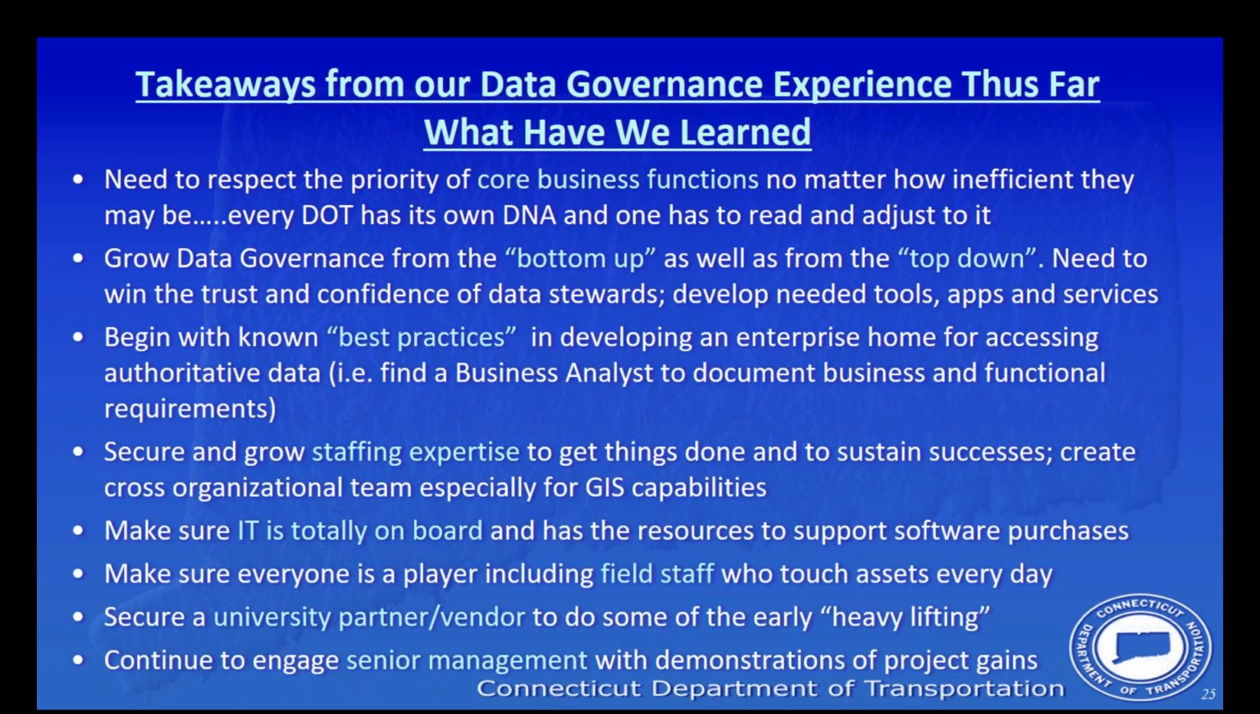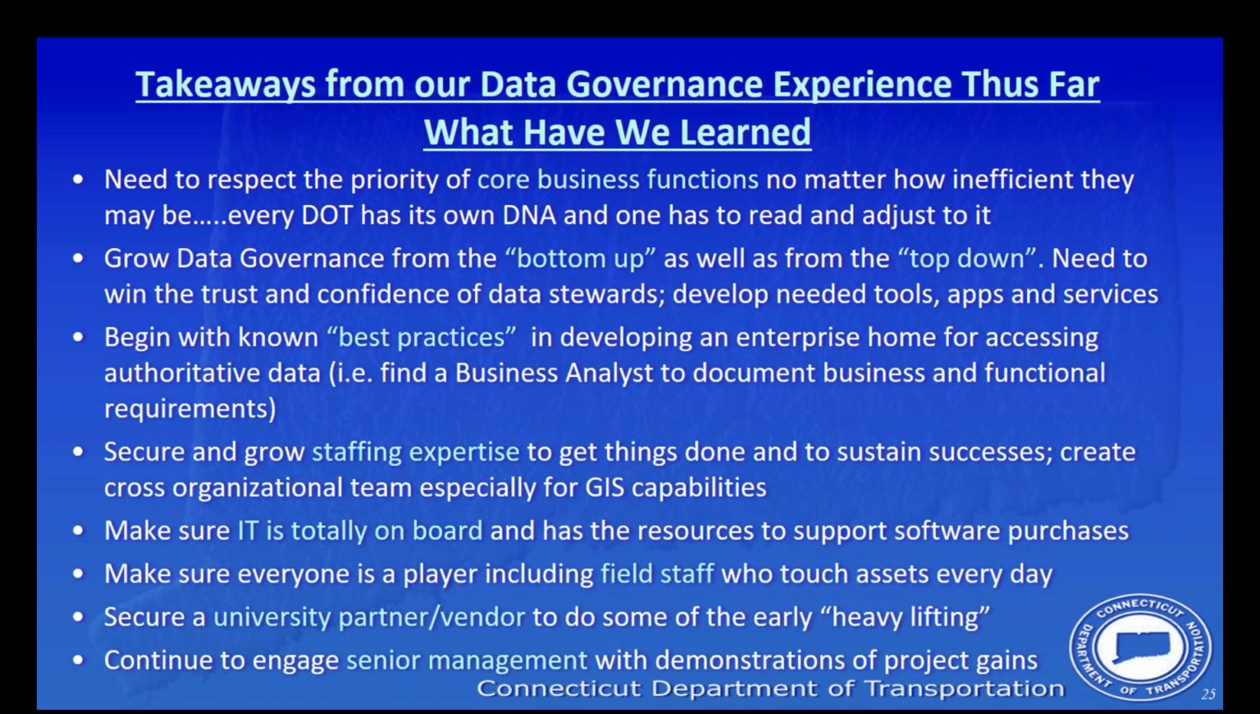You need to secure and grow staffing expertise to get things done and to sustain successes. We do not have a consolidated GIS capability inside the department. We have created, at this point, a functioning team that is just exploring the landscape of what sort of GIS capabilities we already have. Another lesson: make sure IT is totally on board and has the resources to support software purchases. Still working on that one.